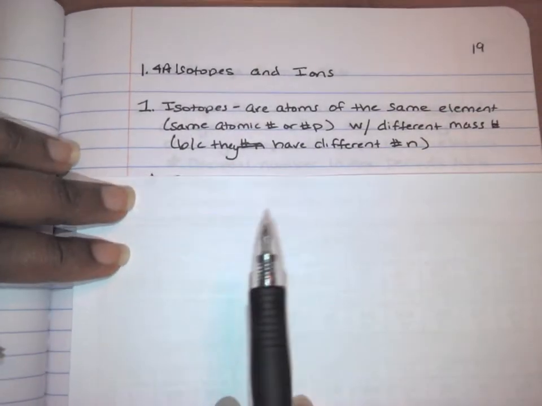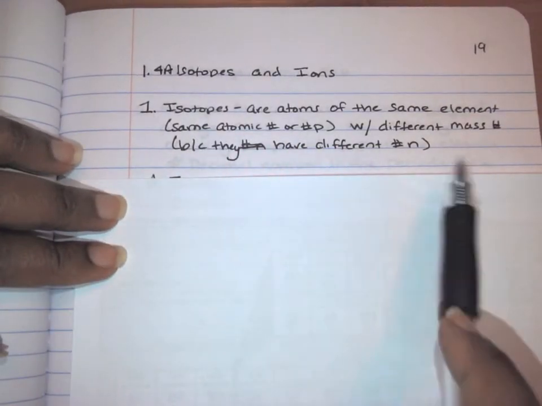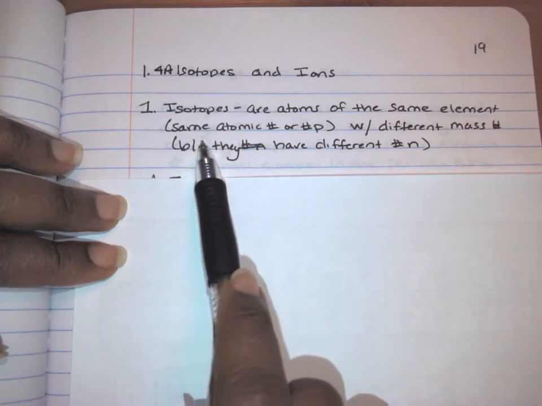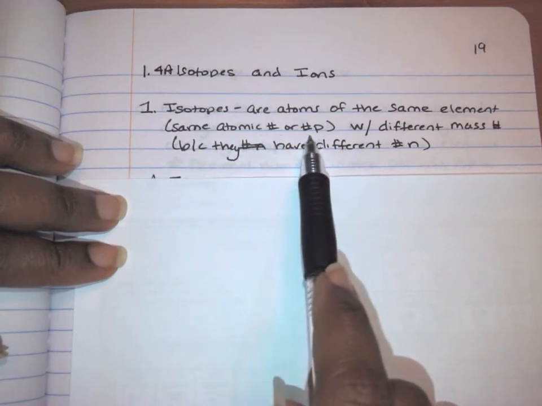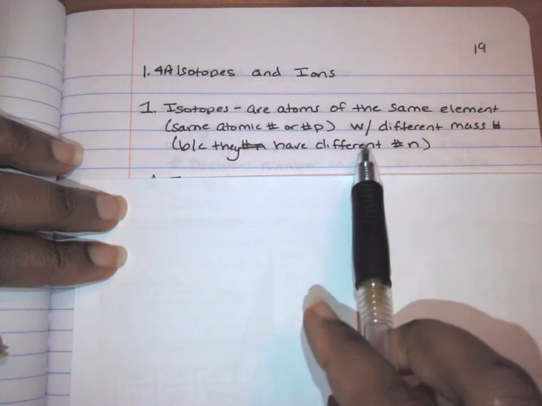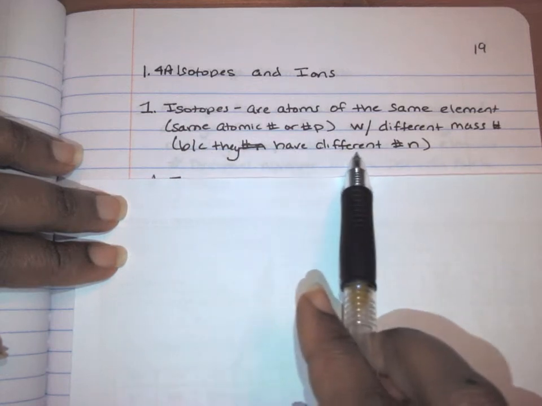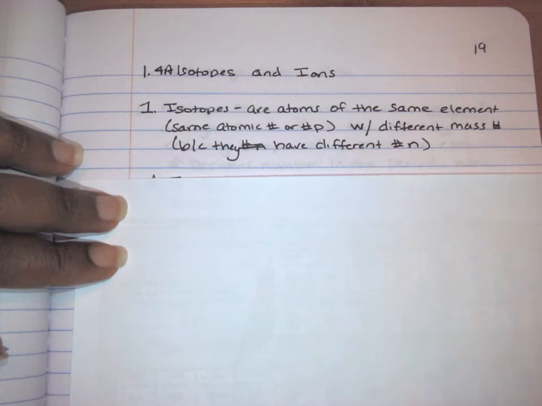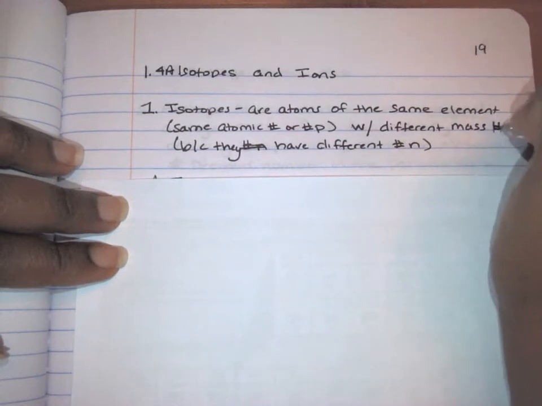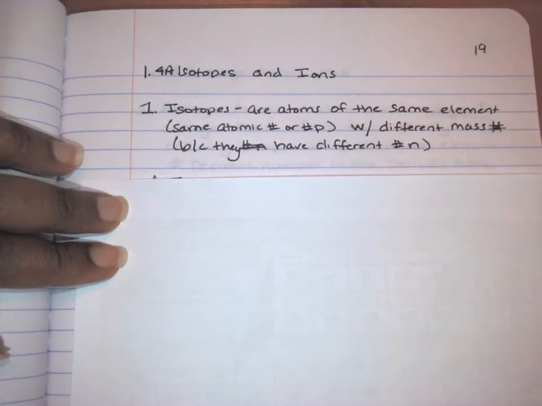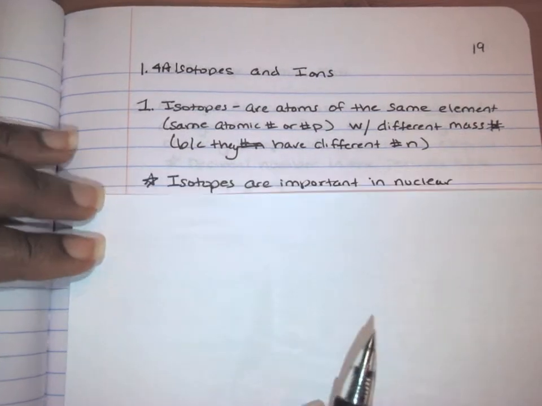Okay, so what are isotopes? First, isotopes are atoms of the same element, so they have the same atomic number, or number of protons, but different mass because they have different numbers of neutrons, so different mass numbers. Let me make that clearer for you. So it's a different mass number.